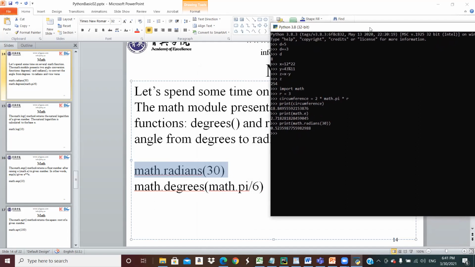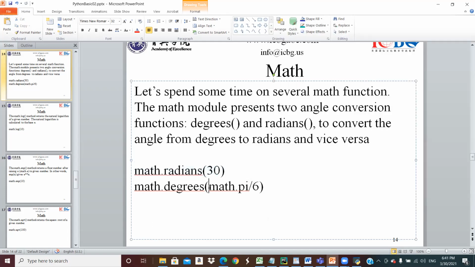Just remember 180 degrees is a pi, and you know pi is 3.1 something. So 30 degrees is 1/6 of a pi. That's why you get this number. And here you see you can convert a radian value to degrees. You just use math.degrees.